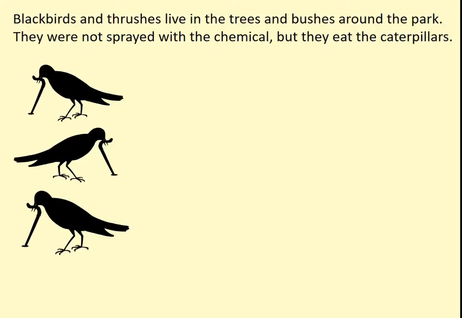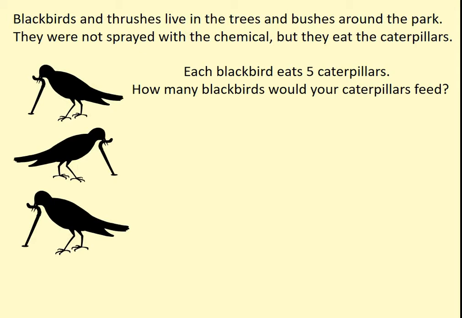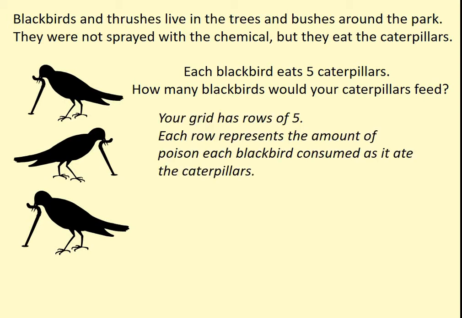Blackbirds and thrushes live in the trees and bushes around the park. They're not sprayed with the chemical, but they eat the caterpillars. Each blackbird eats 5 caterpillars, quite hungry. So how many blackbirds would your caterpillars feed? Remember, you've got 20 caterpillars, 5 for each hungry blackbird. So each row on your grid has got 5 boxes, which is the food that each blackbird will eat.